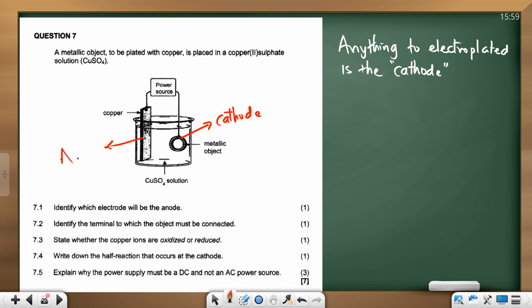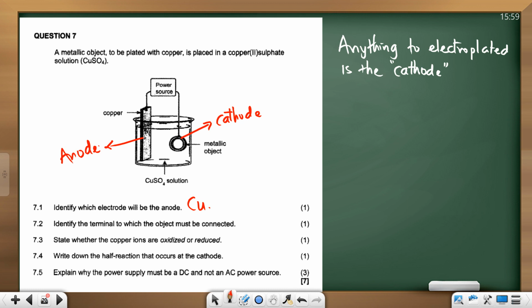And this is my anode. So identify which electrode will be the anode. We all know now it's copper. Whatever is to be electroplated is always the cathode. Don't forget.